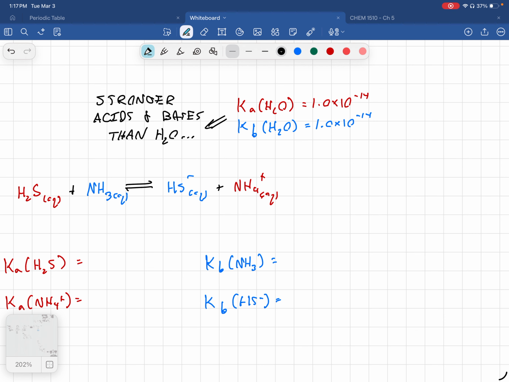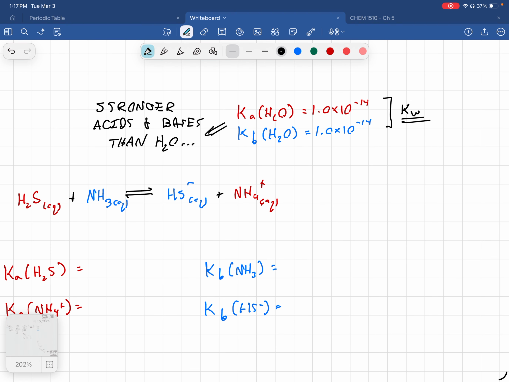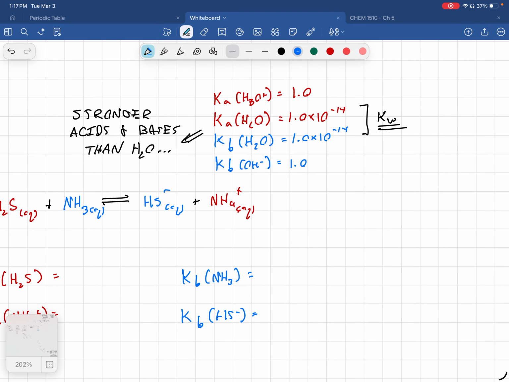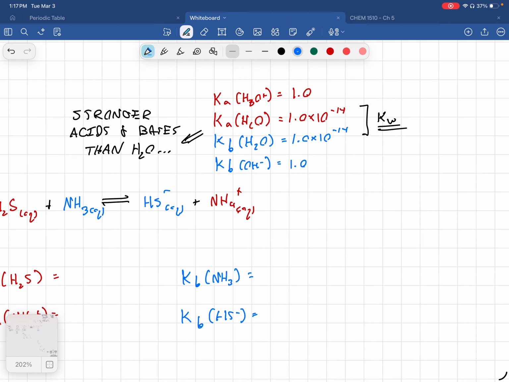Okay, because writing the Ka or the Kb reaction for water is just Kw. And by the way, that also means that the Ka of H3O plus is 1, and the Kb of OH minus is 1. Okay, so those are the strongest acid and base in water. Again, we'll talk about that in a future video.